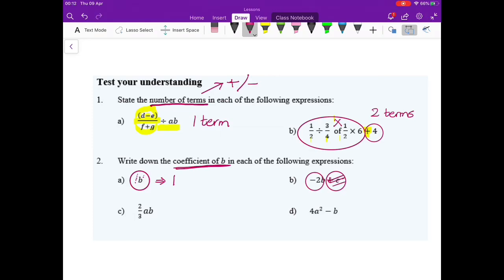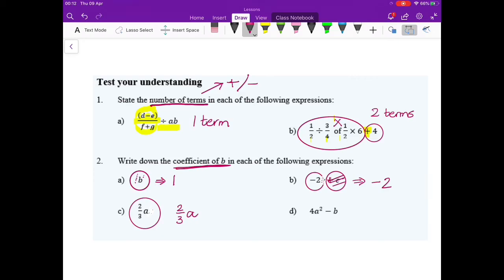I'm looking for the b term. I take my Topix. And what am I left with? I'm left with -2. Not just 2. I look at my next one. This is one term. I take my Topix. And I'm going to cross out b. What am I left with? So everything that's left is the coefficient of b. So the coefficient of b over here is 2/3 a.